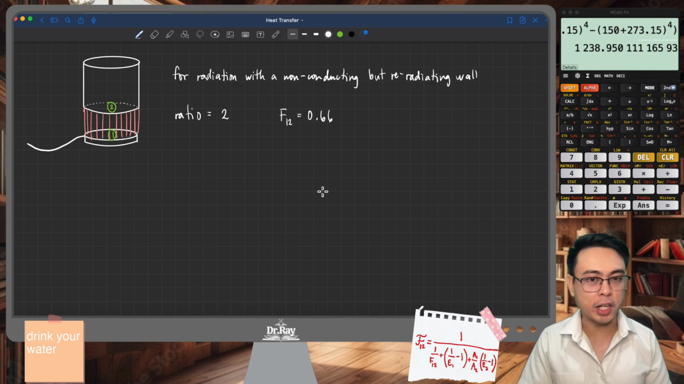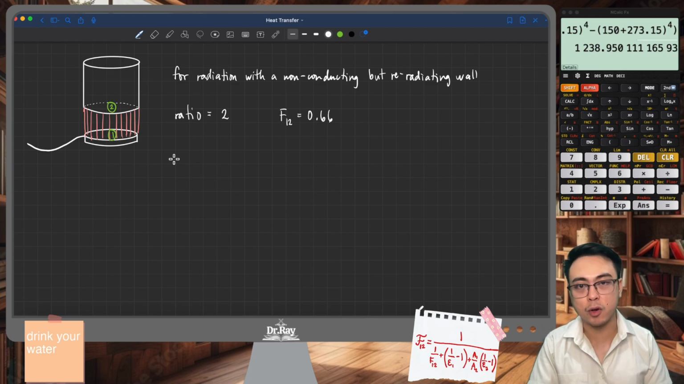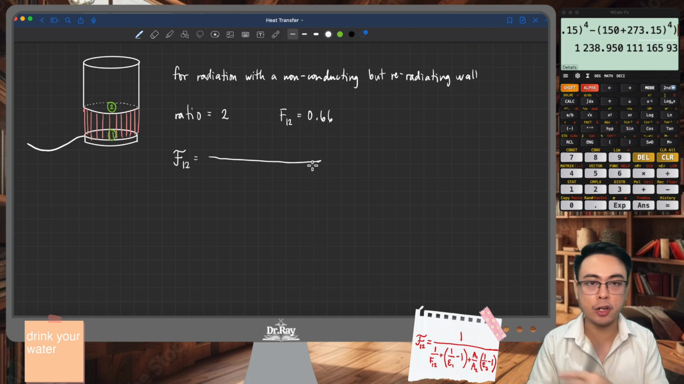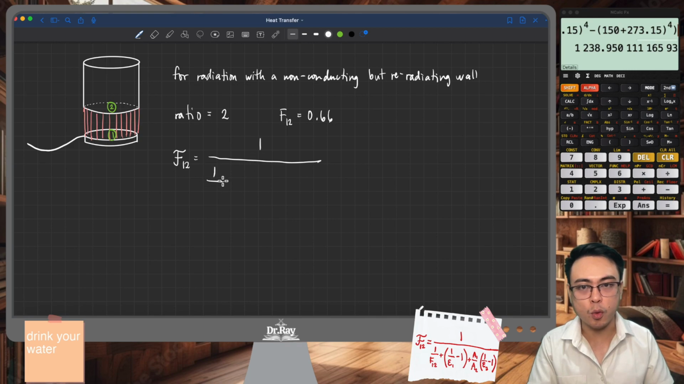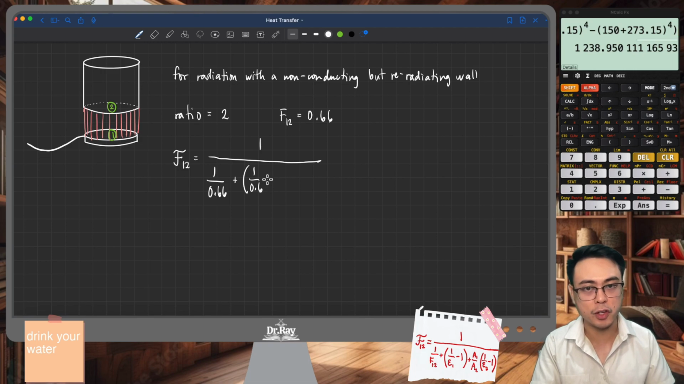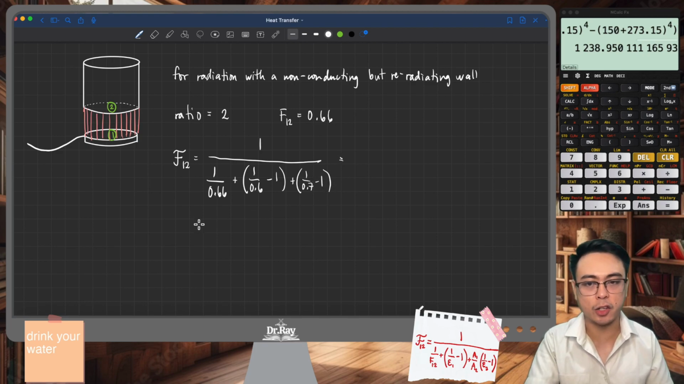Now, we just have to take care of the overall interchange factor because your surfaces are still gray bodies. So we still have to account for that. Let's resolve for the new overall interchange factor. Take a look at the formula here. This now becomes 1 over 0.66 plus 1 over 0.6. This is the emissivity of the emitting surface. And then the emissivity of the receiving surface, minus 1. Let's calculate this value.